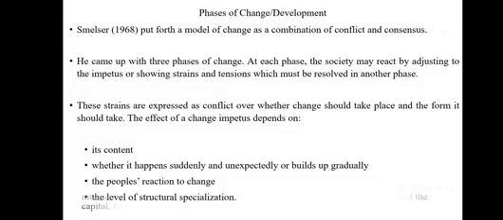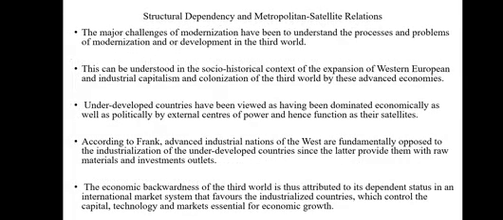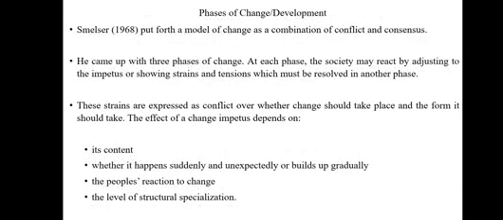Then there are some phases of development that have been identified. The very first, there's somebody called Smelser. He put forward a model of change that he saw as a combination of conflict and consensus. If there will be change, these things have to happen. There should be conflicts, maybe we oppose ourselves and fight ourselves for that to be changed. And then sometimes we reach a real consensus. We agree to have change. He now came up with three phases of change. At each phase, society may react by adjusting to the impetus or showing strains and tension which must be resolved at that stage.